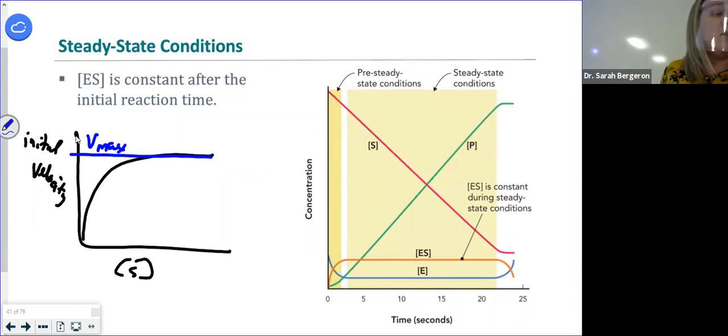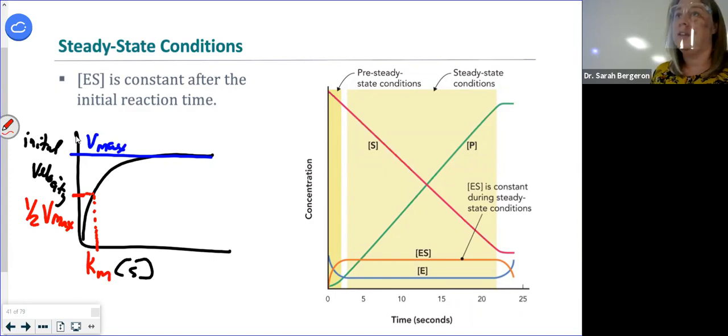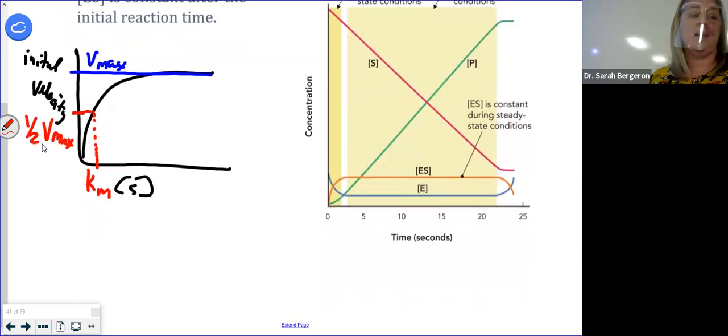Now, if you take half of that, if you go halfway down, so we call this 1/2 Vmax, and you tick over to your graph here and you come down, this substrate concentration at half Vmax is called Km. I'm going to show you this on some other graphs, but it's nice to be able to draw your own to know what all these things are. So Km is called the Michaelis-Menten constant. K for constant, M for Michaelis-Menten.